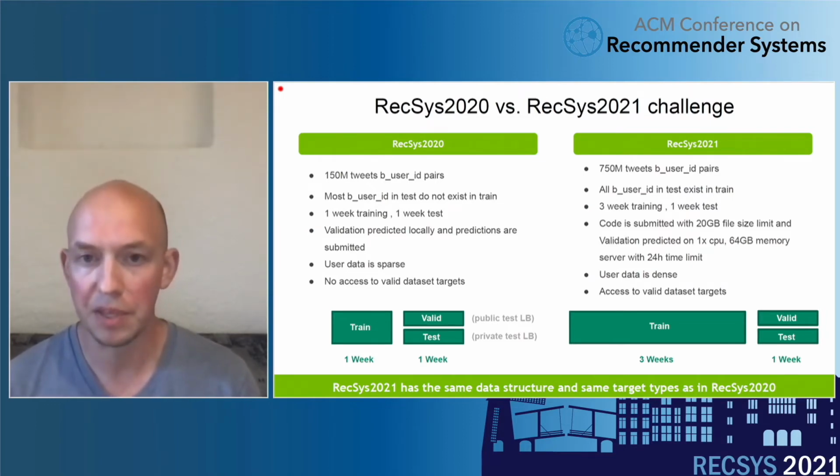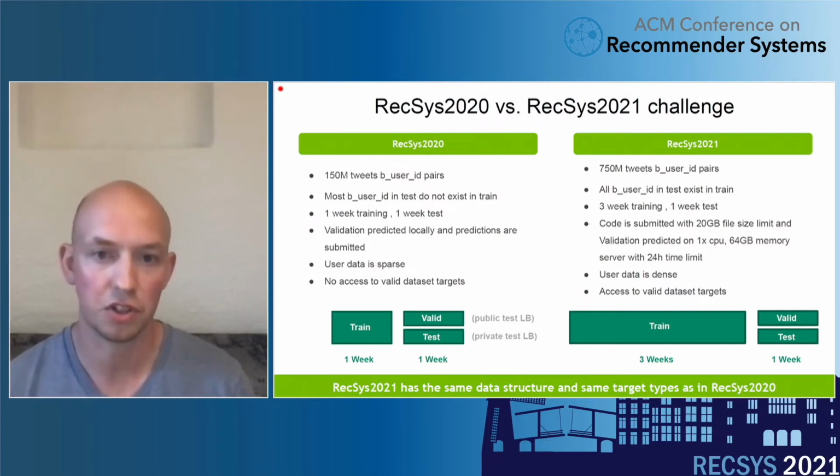The B user ID has to exist in train from the validation test set. That's different as well, which enables more embedding structures in neural networks. We had 3 consecutive weeks for training plus 1 week for test, which is different.